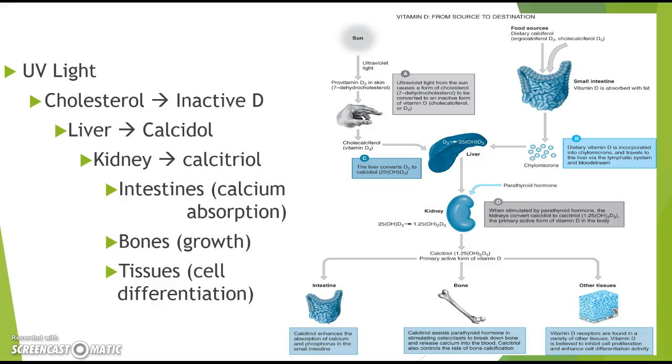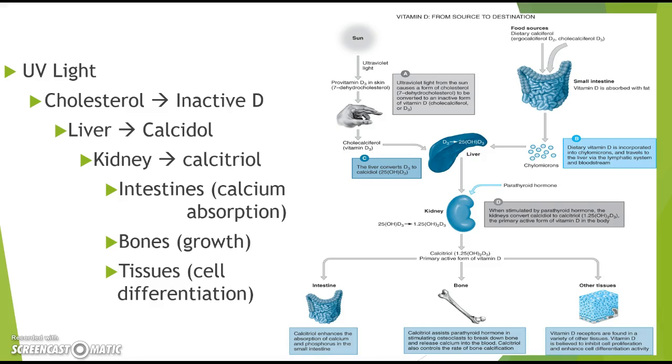From the kidneys it goes to the three main large categories: the intestine, the bone, and the other tissues. In the intestine, they take that calcitriol, and it helps enhance absorption of calcium and phosphorus, which is all absorbed in the small intestine. From there, that goes to the whole body.